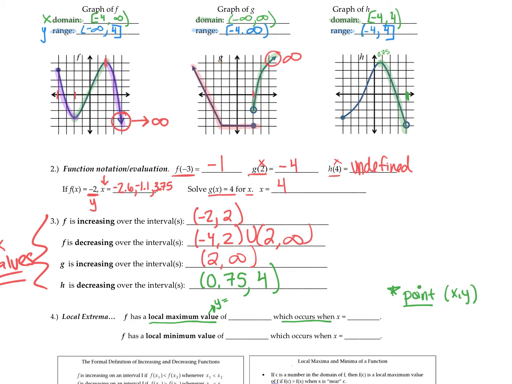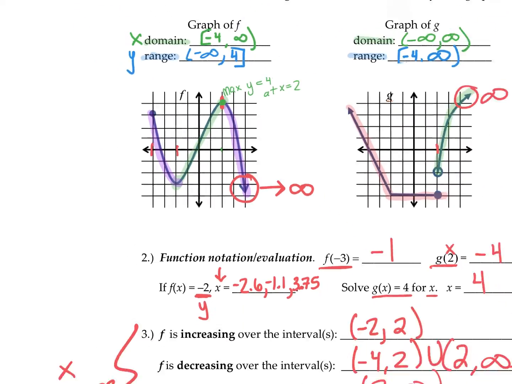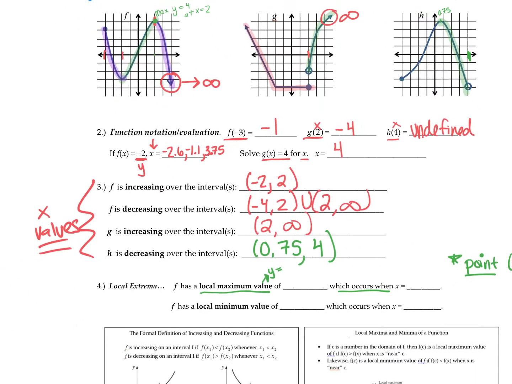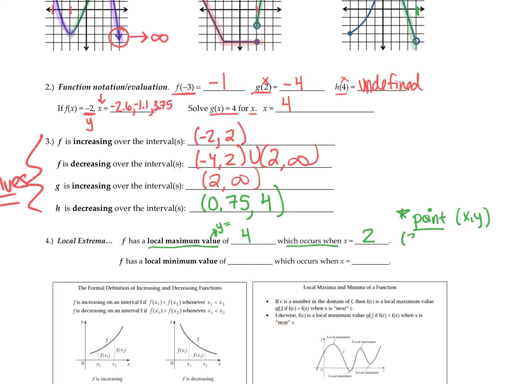So f has a local maximum at, let's take a little closer look. I would say right here is the maximum. So that value is 4, and it happens at x equals 2. So the maximum value is 4, which occurs at x equals 2. The point would be (2, 4).